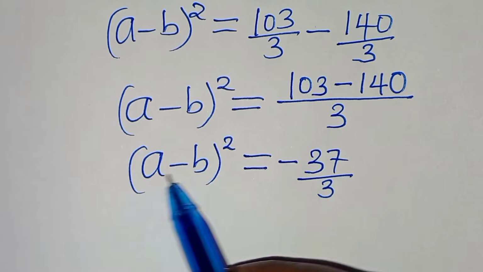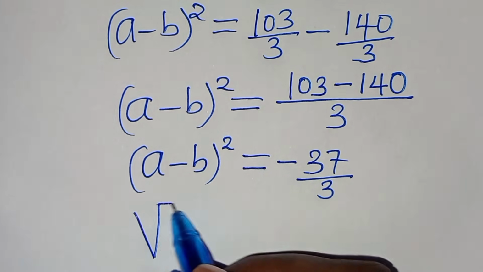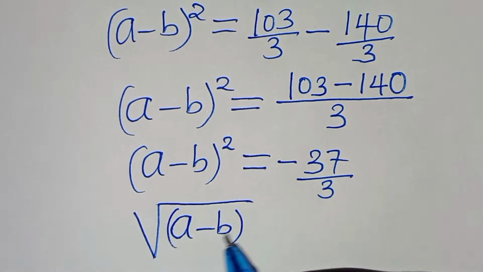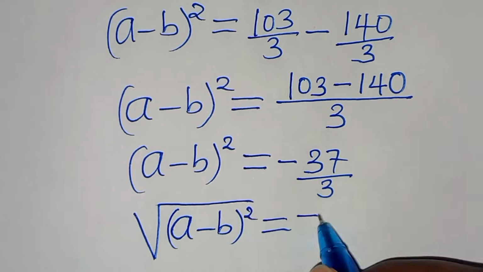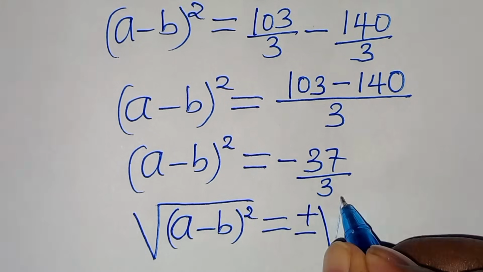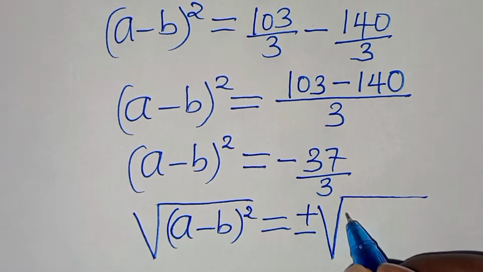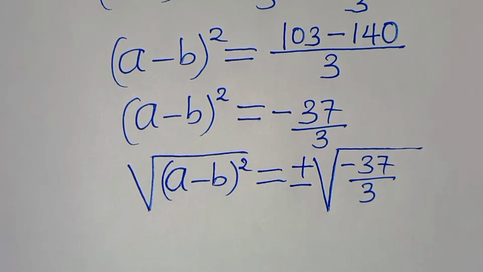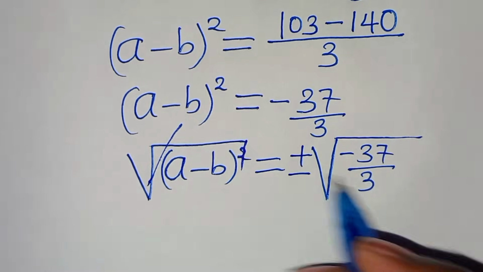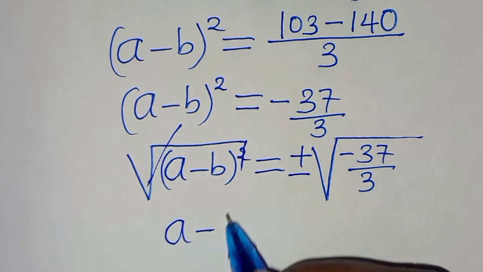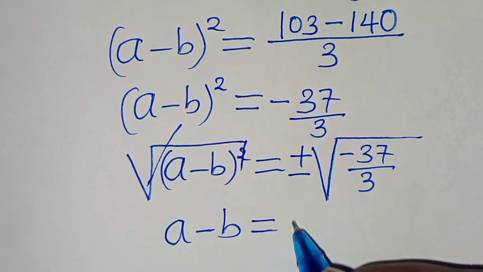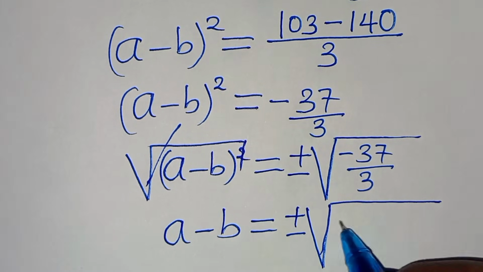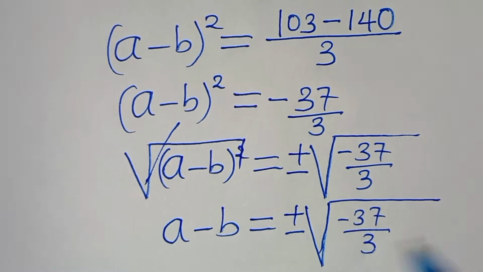Now, to solve for a minus b, we introduce a square root on both sides. We have the square root of a minus b raised to the power of 2 equal to plus or minus the square root of minus 37 over 3. So let's eliminate the square root sign on the left hand side so that we have a minus b equal to plus or minus the square root of minus 37 divided by 3.